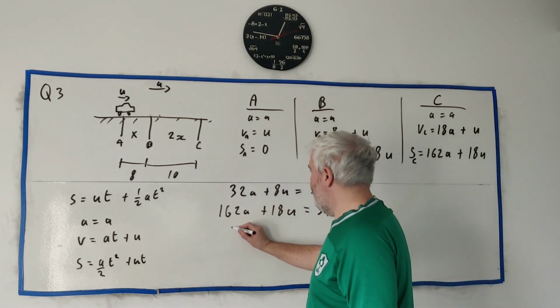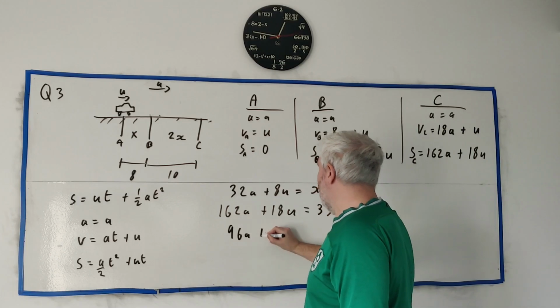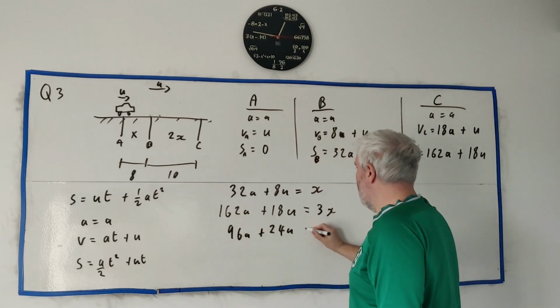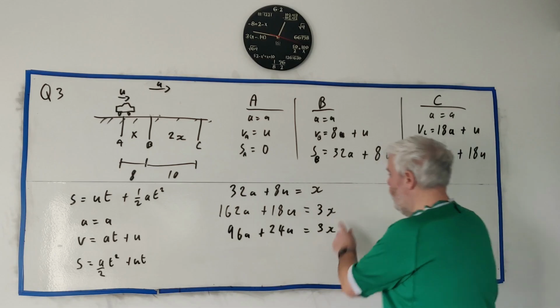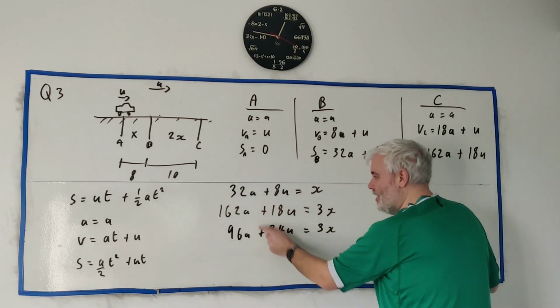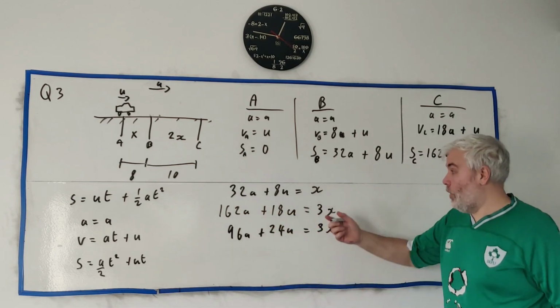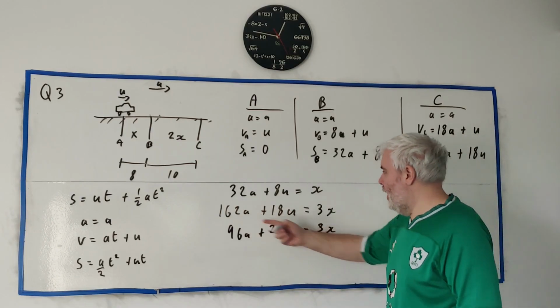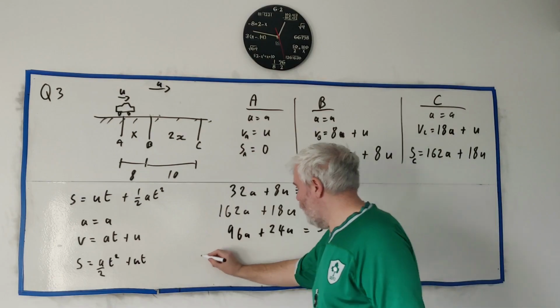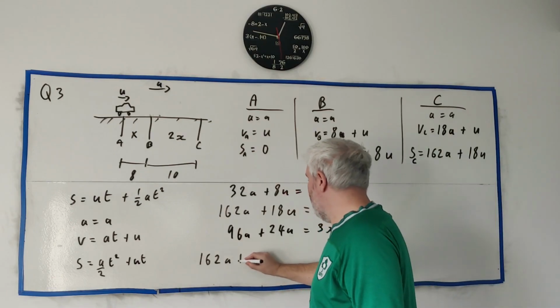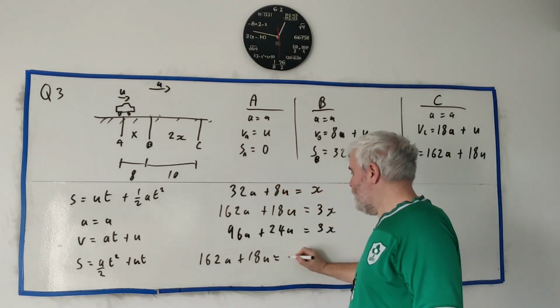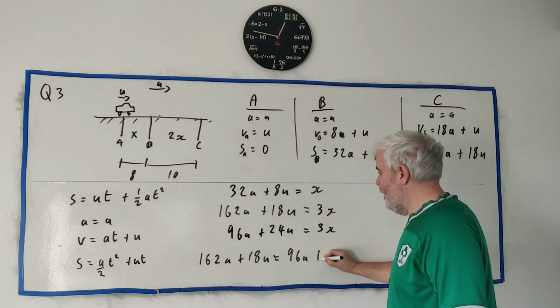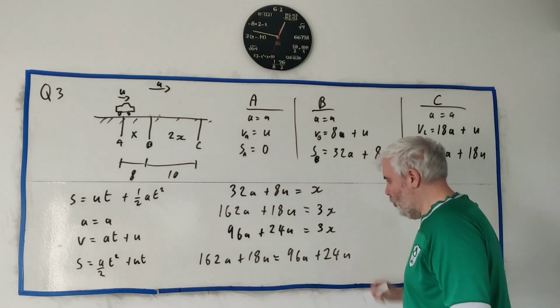We would get 96A plus 24U is equal to 3X. Well, they're equal to each other. That means these two are equal. And we have A and U together finally. So let's just start cleaning it up. These two are equal to, let me write it all again. 162A plus 18U must equal 96A plus 24U.